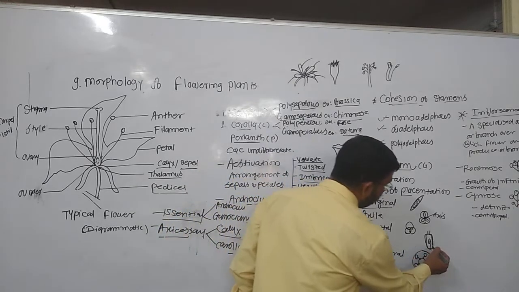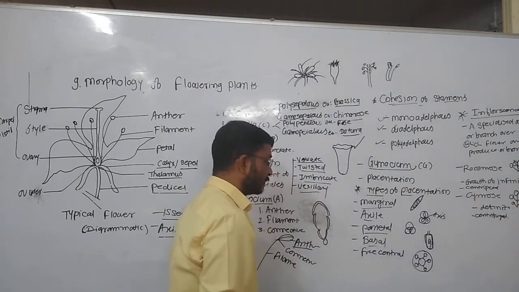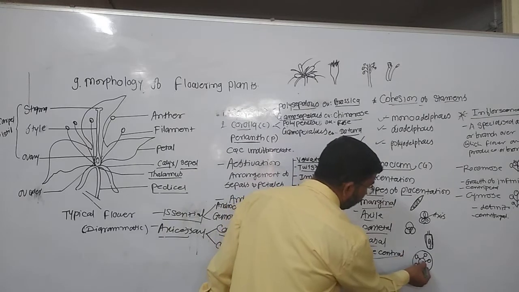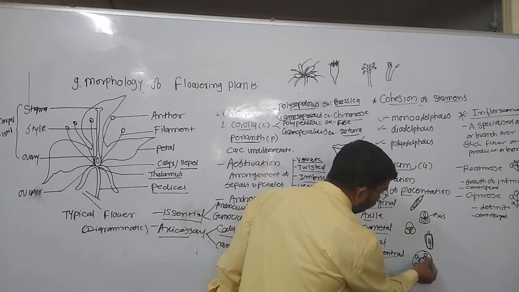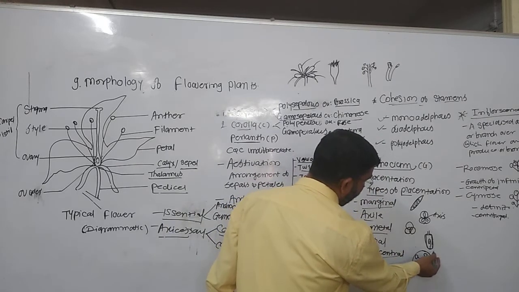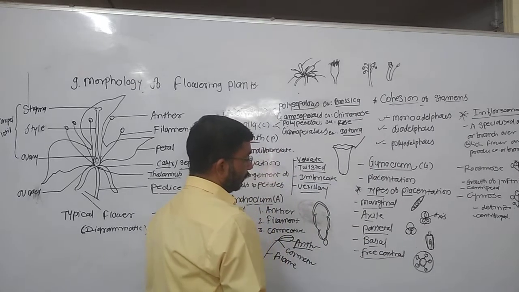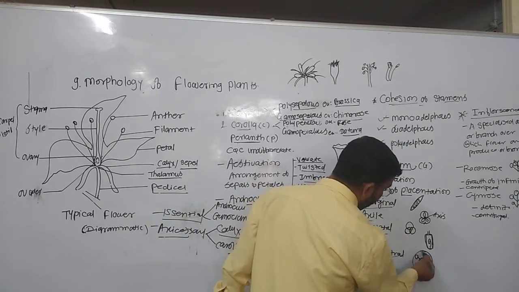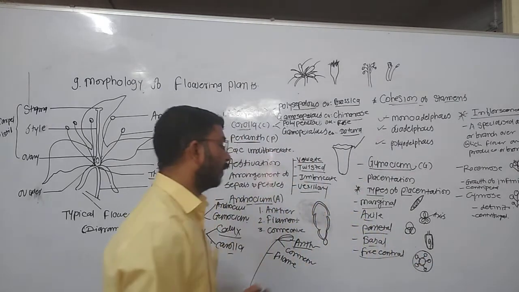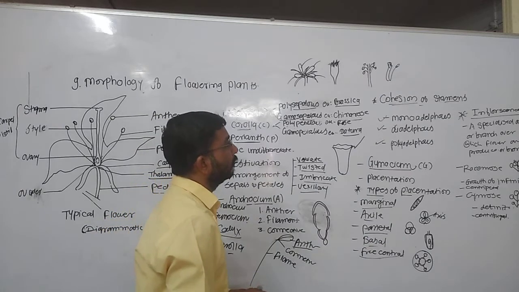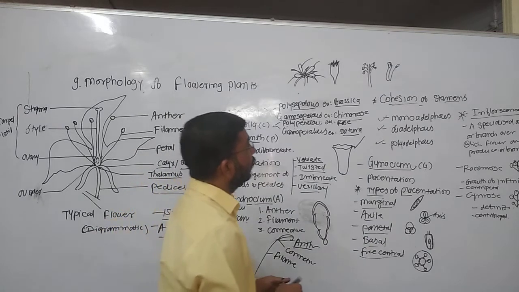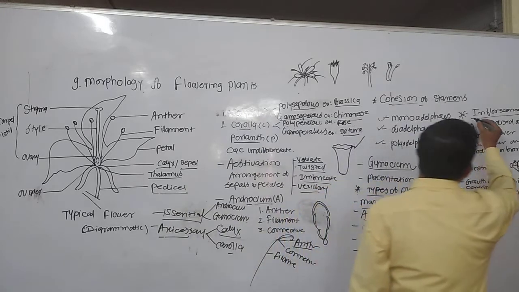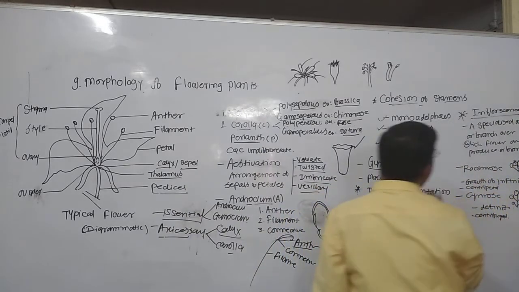Then basal placentation: the placenta is attached to the base. And free central placentation: here we don't see any type of chamber, they are free. That's why we call it free central placentation. And lastly, we can discuss the inflorescence.